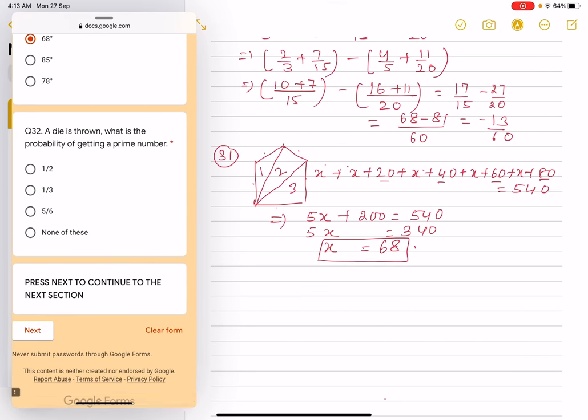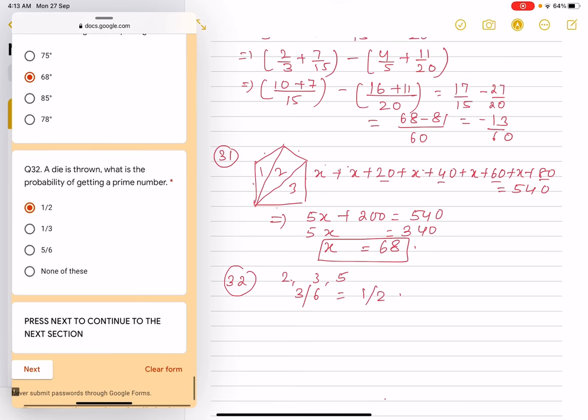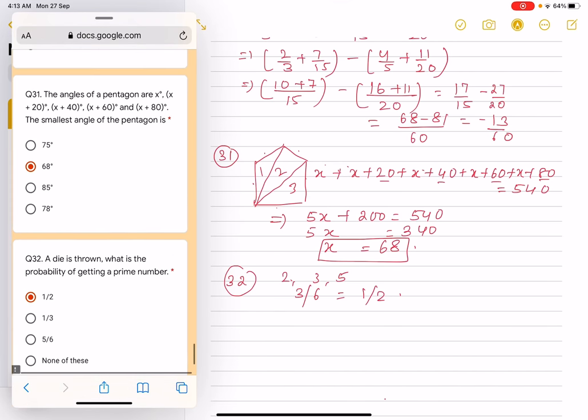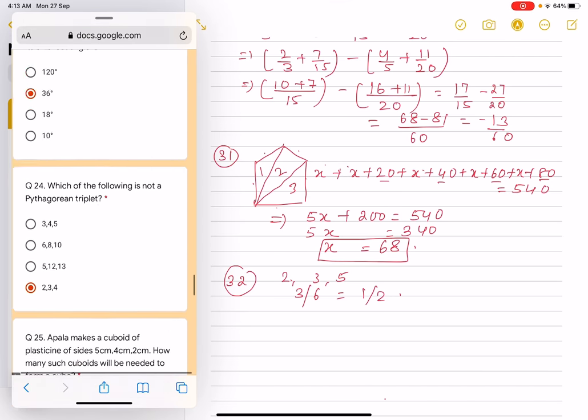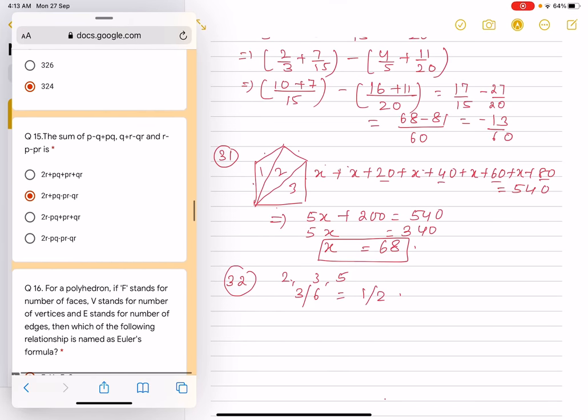Question number 32 is thrown. What is the probability of getting a prime number? That is, prime numbers are 2, 3, 5, that is 3 by 6, that is 1 by 2 will be the answer. So we have completed this. We have to go to the next section, that is reading the graph.